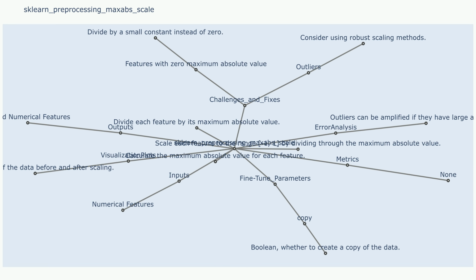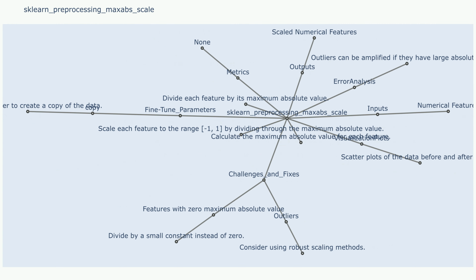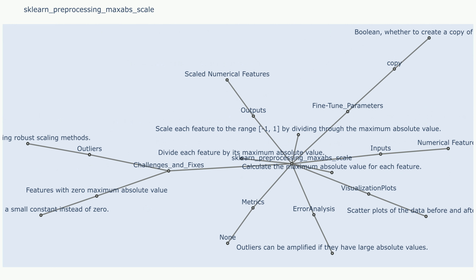sklearn.preprocessing.MaxAbsScaler. Description. The MaxAbsScaler scales each feature by dividing by the maximum absolute value of that feature. This results in a data set where all features have values between -1 and 1.